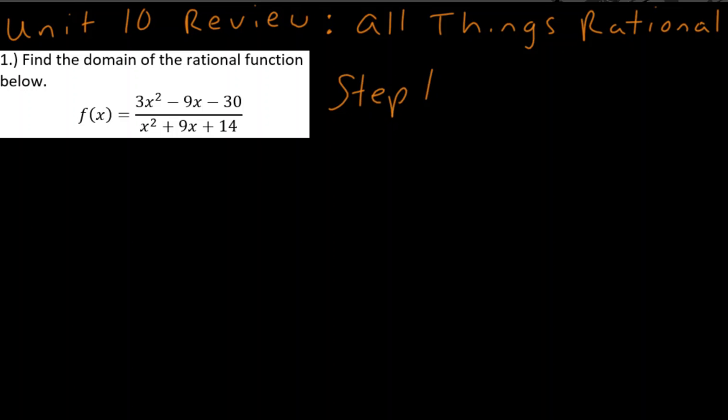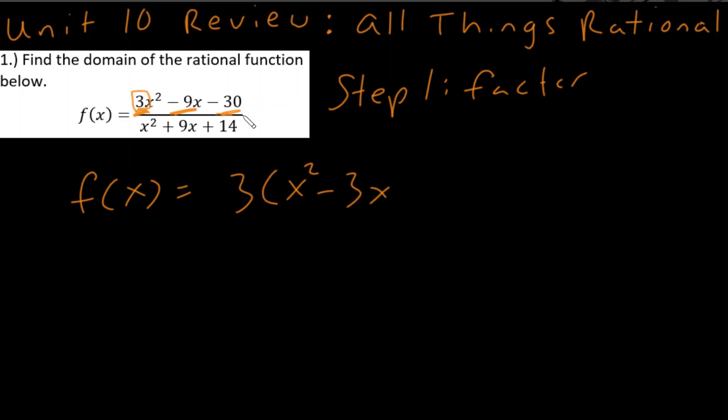Okay, step 1 is we simply want to factor. So we could write this as f of x. I'll look at the numerator and I ask myself, hey, can I divide all of these by the leading coefficient of 3? And of course the answer is yes. So I factor out the 3. 3 divided by 3 is 1x squared. Negative 9 divided by 3 is negative 3x. And negative 30 divided by 3 is negative 10. All of this is of course still over x squared plus 9x plus 14.